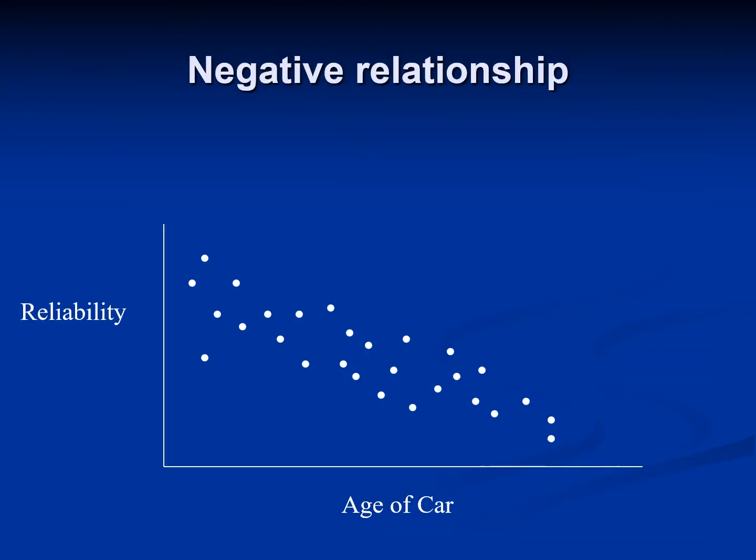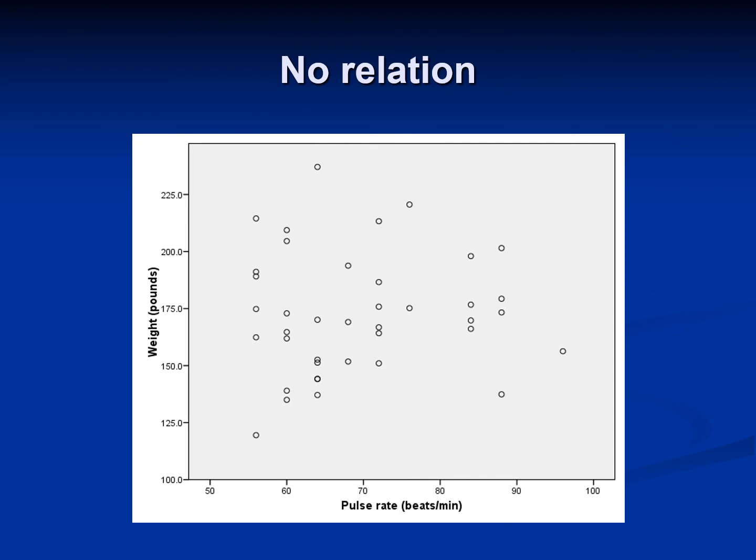Then this is a negative relationship diagram, age of car and reliability. We see the points moving downwards from left to right, negatively sloped. And here we can't conclude anything, as all points are scattered. On the x-axis there is pulse rate, and on the y-axis there is weight. There is no association between pulse rate and weight, as shown by the diagram.